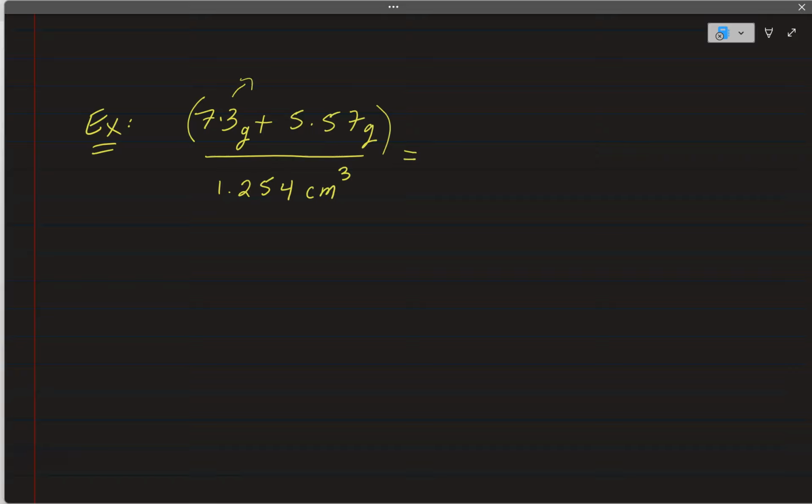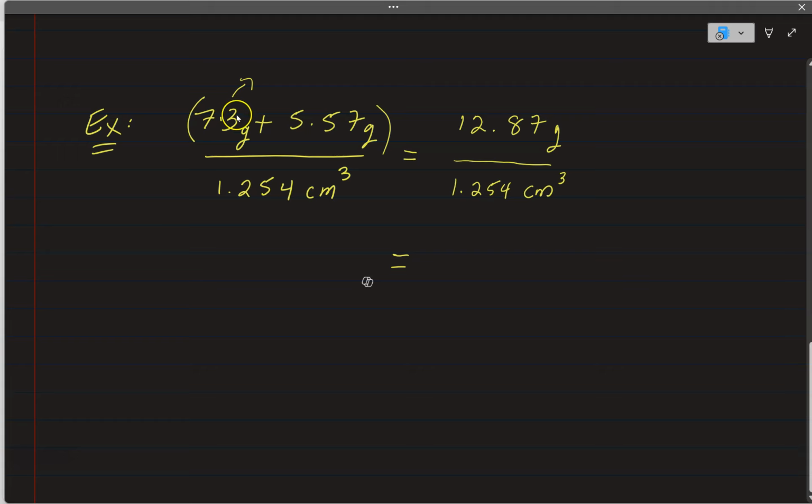So here it is. We have the tenth as the least precise measurement. First, we're going to add them. So this will end up being 12.87 gram divided by 1.254 centimeters cubed. But once we have this, we have to round it to the tenth, because the tenth decimal placeholder is the least precise. Therefore, the 12.87 we have to change to 12.9. We're going to round it up and then divide it by 1.254 centimeters cubed.